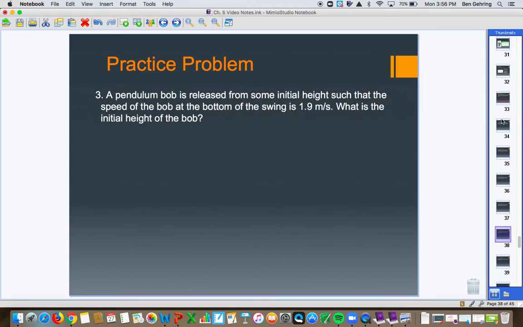And the last one. A pendulum bob is released from some initial height such that the speed of the bob at the bottom of the swing is 1.9 meters per second. What is the initial height of the bob? So again, pause your computer, work through this, and I will show you your answer now.